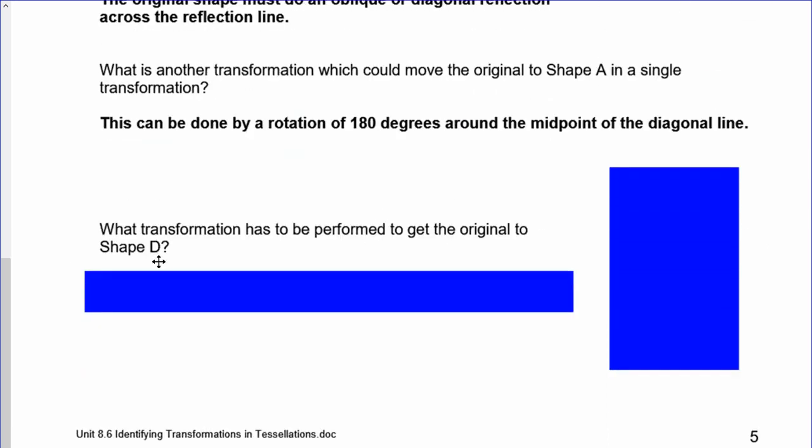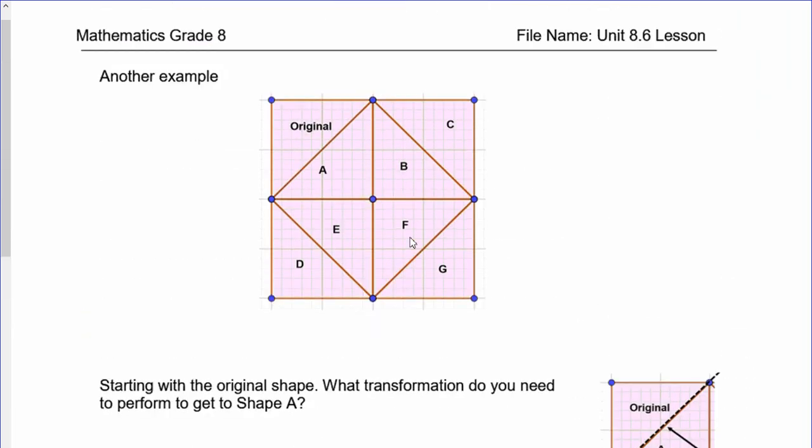Now, your turn. A transformation has to be performed to get the original to shape D. All right, so here's my original. I need to get from here to here. So pause the recording and make that happen.